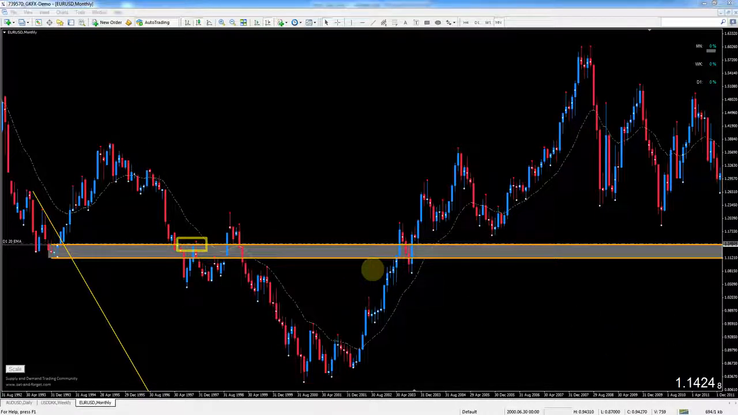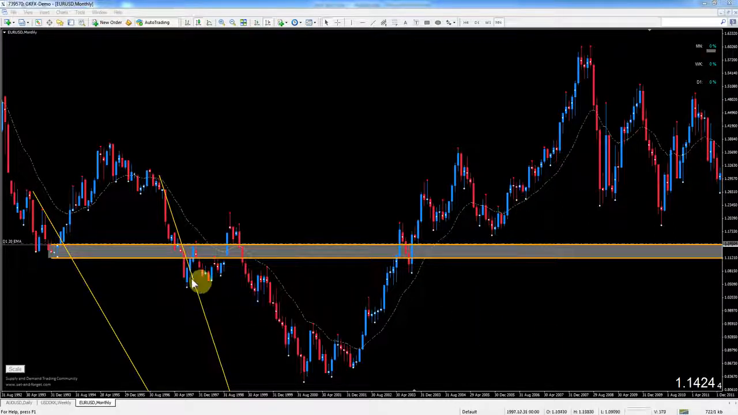Okay, so now we've got several CPs, 1 CP, 2 CPs, 3 CPs, and we draw the trend line. Okay, so now a brand new imbalance is created while long on the monthly. Okay, it couldn't make a lower low there.